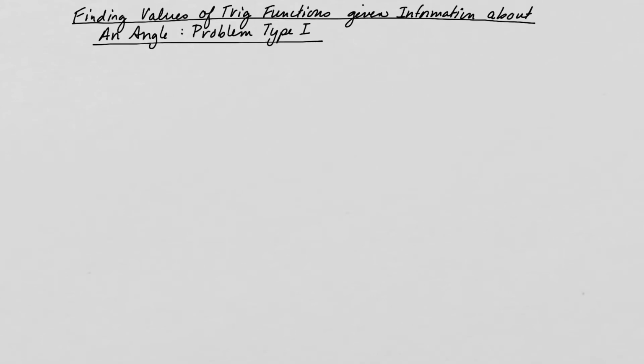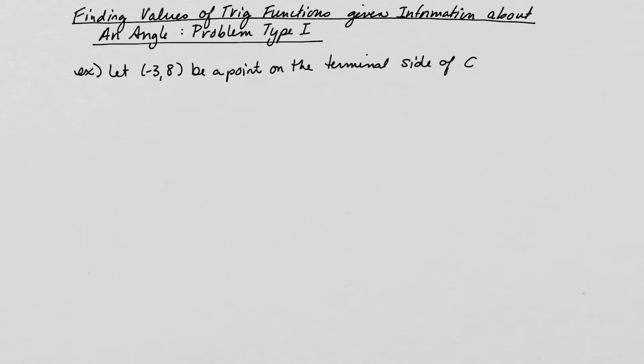So in this video, we're going to put together everything that we've learned so far in terms of finding values of trig functions. So for example, let (-3, 8) be a point on the terminal side of theta. Find cosine theta, secant theta, and the cotangent of theta.